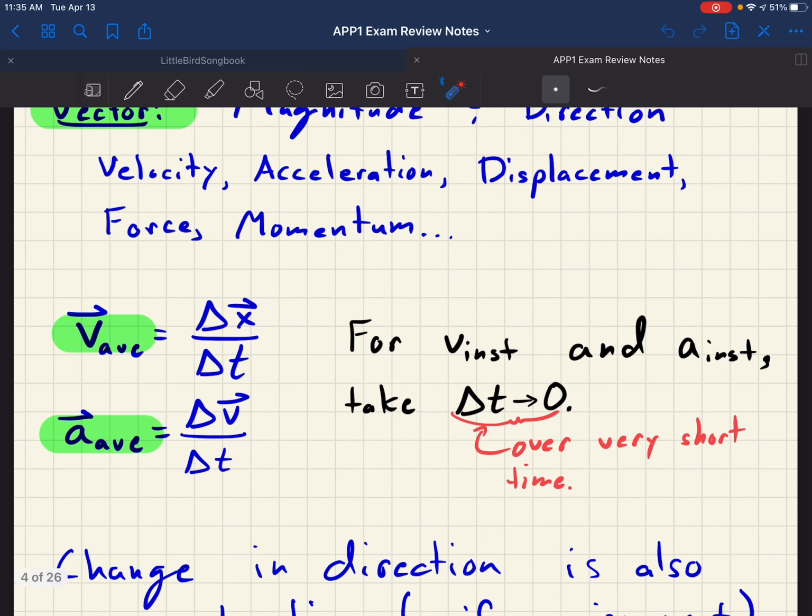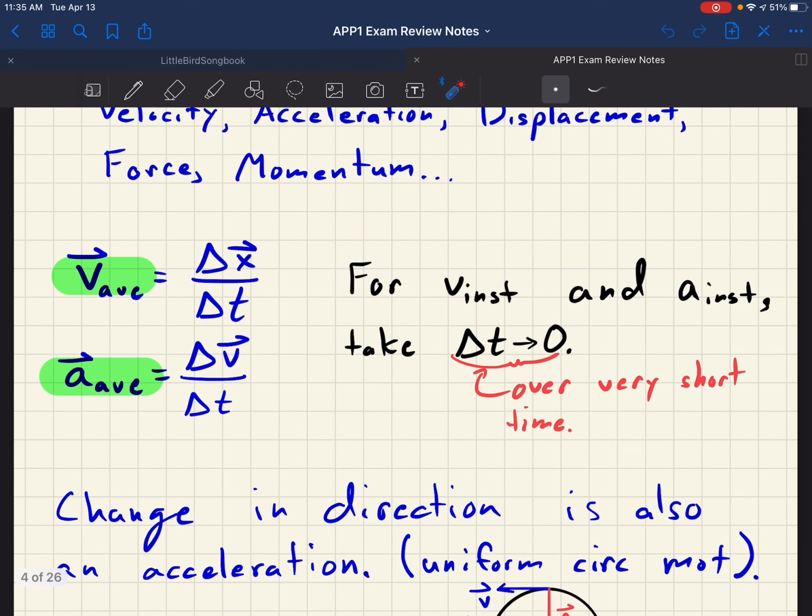All right. So some basic definitions. This is a definition for average velocity. That's displacement over change in time. And the definition of average acceleration is change in velocity over change in time. And also keep in mind here that if we want to talk about instantaneous velocity and instantaneous acceleration, well, basically the definition is the same, but we're looking at a very, very, very short time interval in order to define what the instantaneous velocity and acceleration are.